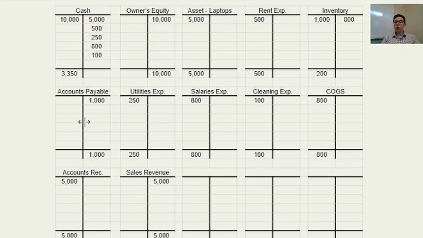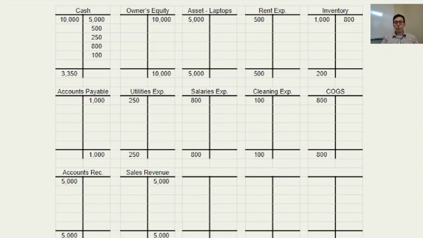Now, a lot of these accounts only have one number in them, so you simply bring those down. So the 10,000 in equity comes down. Equity carries a credit balance, so it's on the right side. Assets carry a debit balance, and they come down on the debit side as well. So we go through and total all of these T-charts, and we have an ending account value for each of these accounts listed here.